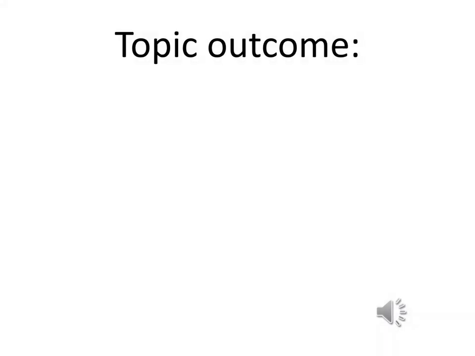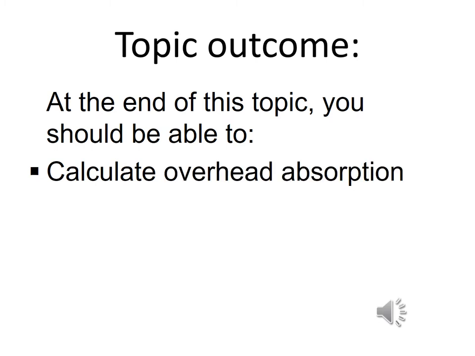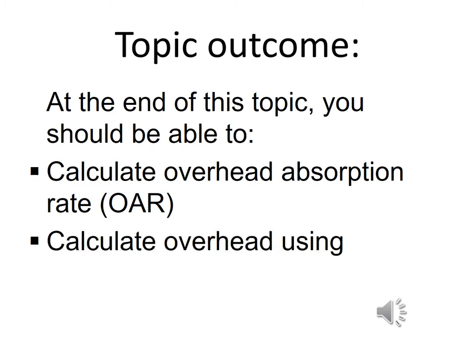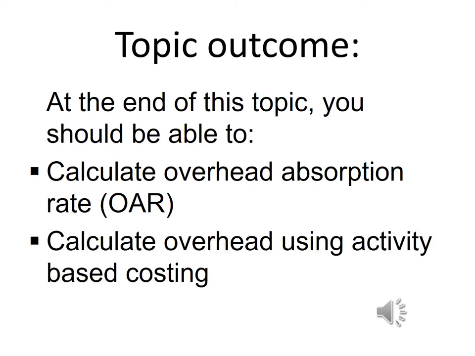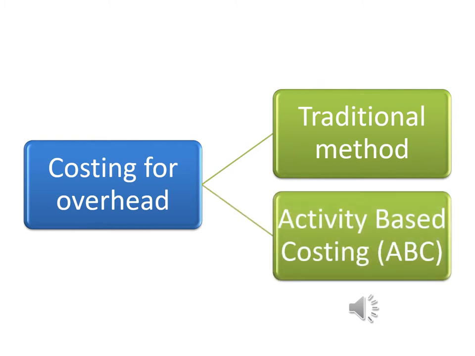The topic outcomes for this chapter are: Number 1, you must be able to calculate overhead absorption rate. Number 2, you must be able to calculate overhead using the activity-based costing method. Therefore, technically, you will learn two methods of how to absorb overhead. As you can see, they are the traditional method and activity-based costing.